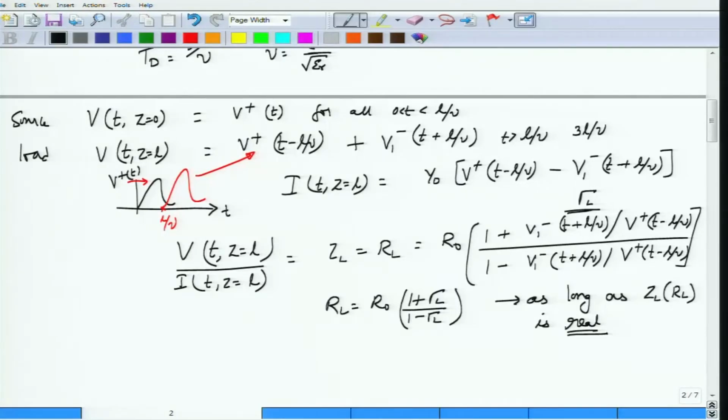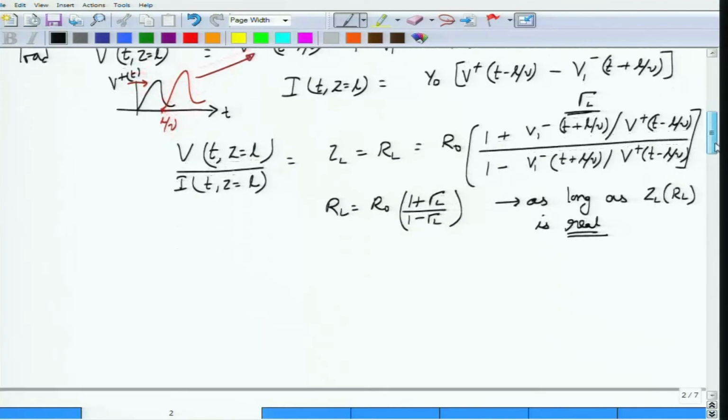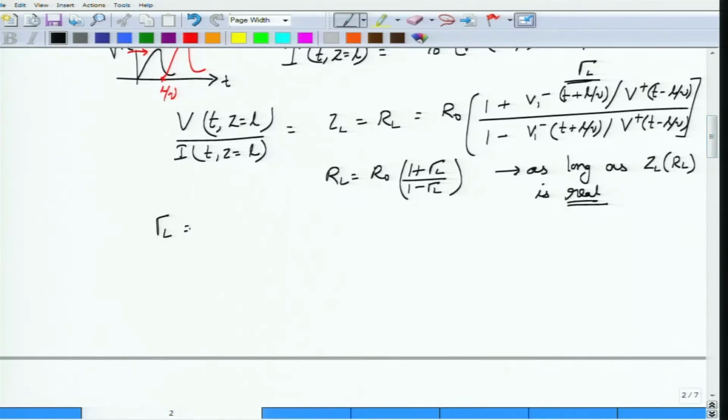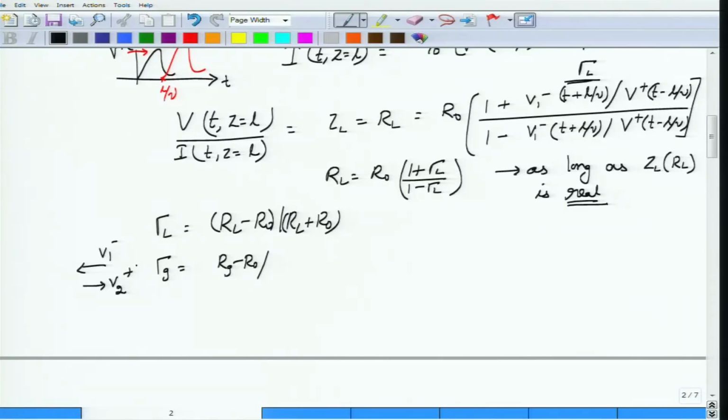So you can similarly define something at the generator side, or the source side, and call that gamma G. Of course, what is gamma L? Gamma L is RL minus R0 by RL plus R0. And similarly you can define gamma G as Rg minus R0. You imagine that the source impedance now acts like a load for the reflected voltages. So here the incident voltage is V1 minus, the reflected voltage would be say V2 plus, and this ratio would give you gamma G, which would be equal to Rg minus R0 divided by Rg plus R0. This is something that we wanted to write here.